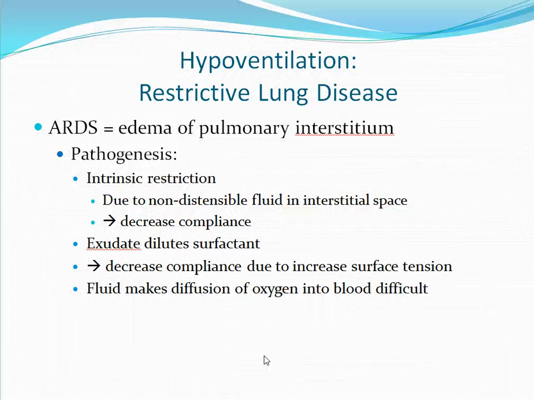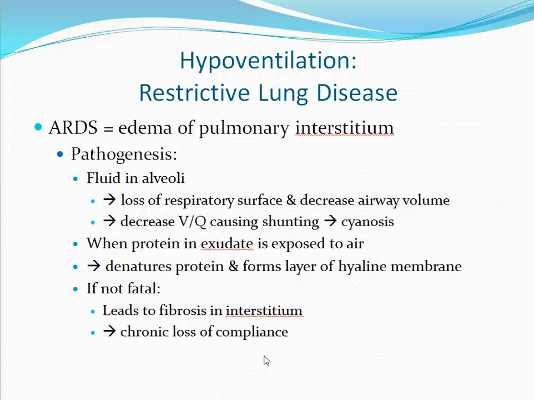Pathogenesis of this disorder: intrinsic restriction will develop due to non-distensible fluid in the interstitial space. This will cause a decrease in compliance. The exudate that's produced also dilutes the surfactant, which also causes a decrease in compliance due to an increase in surface tension. This increase in fluid makes diffusion of oxygen into the blood very difficult. As fluid accumulates in the alveoli, this causes a loss of respiratory surface area and a decreased airway volume, ultimately resulting in a decrease in the VQ ratio, causing shunting and cyanosis.